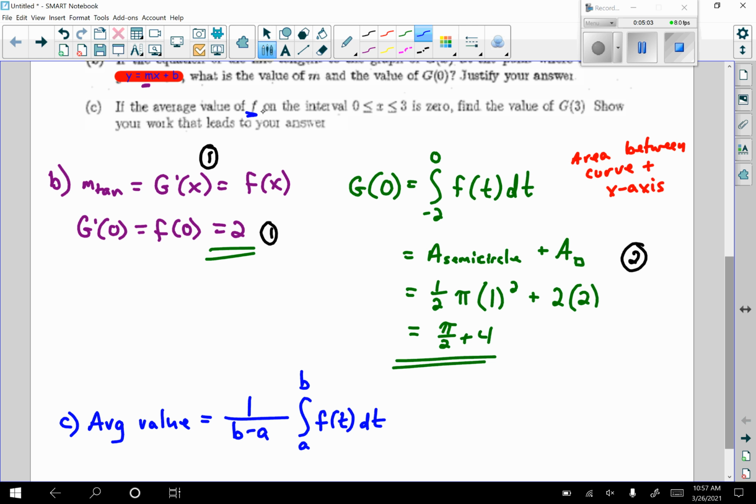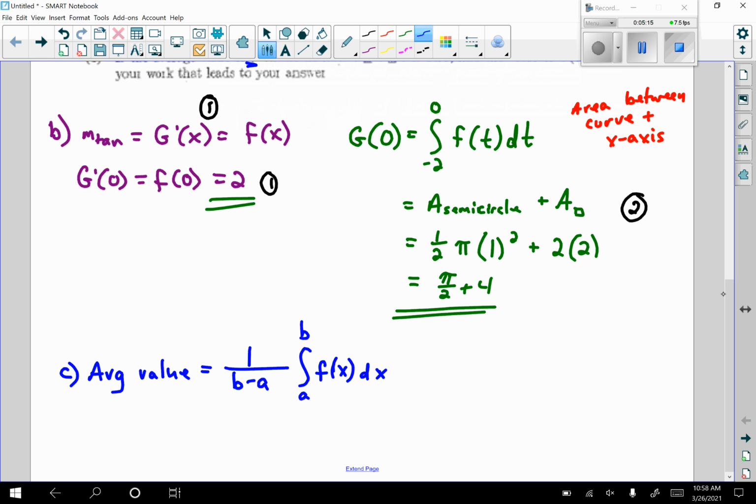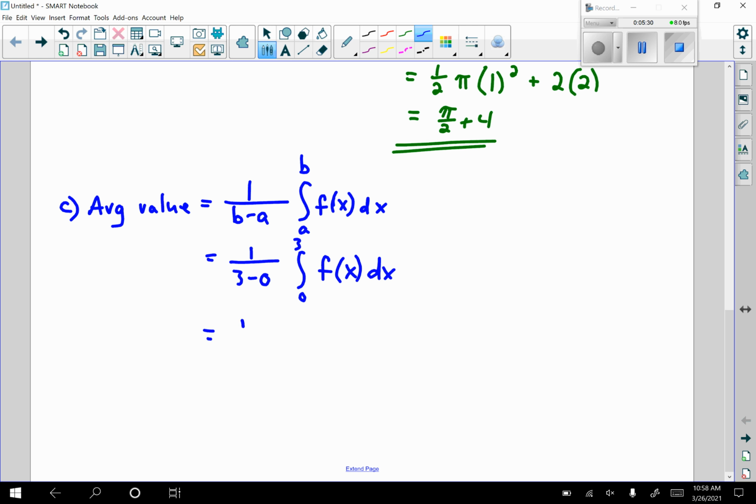Actually, going back, it is the average value of f. So we're right to think of it as f of x dx, because now when we take the antiderivative, we'll get g. So then this becomes 1 over 3 minus 0, times the integral from 0 to 3 of f of x dx. This becomes 1/3. Again, the antiderivative of f of x is going to become g, so we'll get g of 3 minus g of 0.